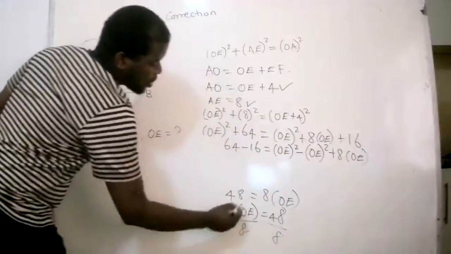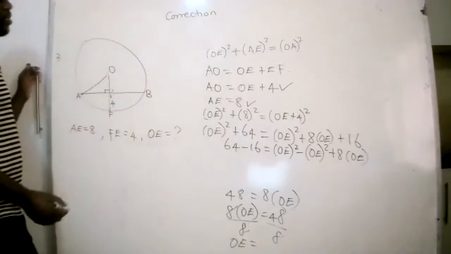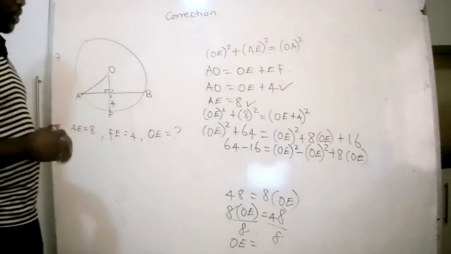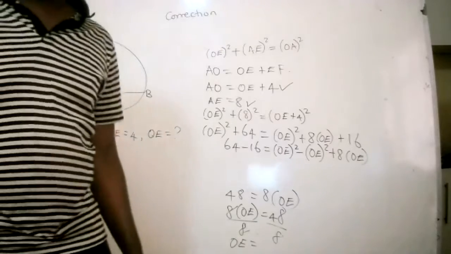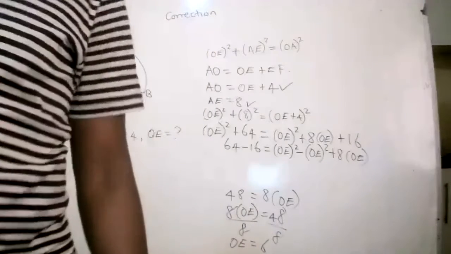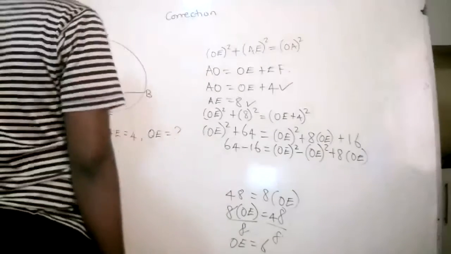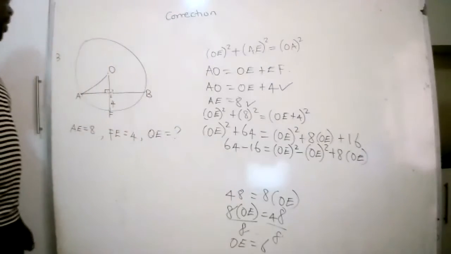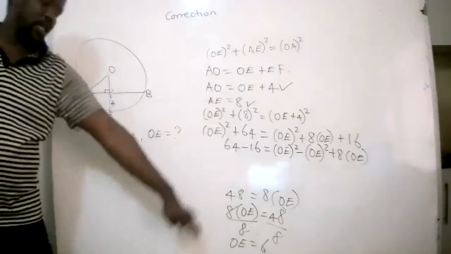So the 8 here cancels with the 8 there. So we're going to have OE equal to, what is 48 divided by 8? You can use your calculator to tell me this answer. 6. It's going to be 6. Adi, did you see how we got to that value of 6? Yes. All right. Now, if there is somewhere you did not understand me, it's your time to ask me anything from what we have covered here.